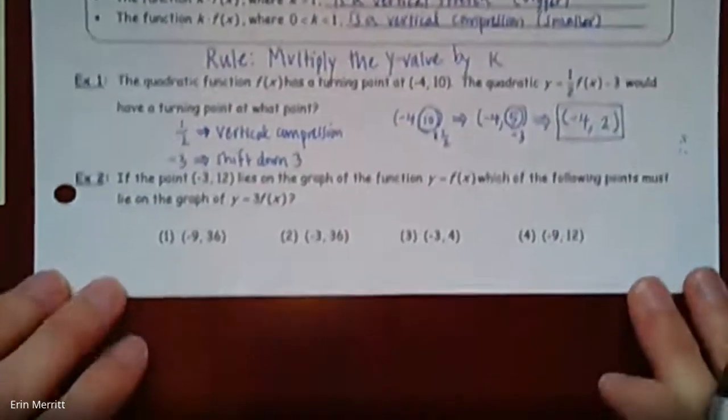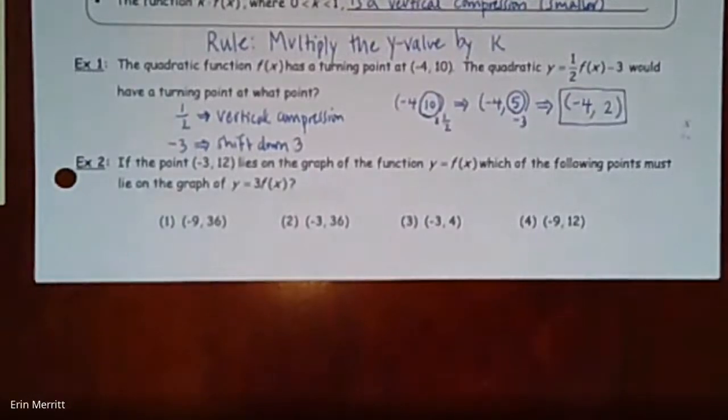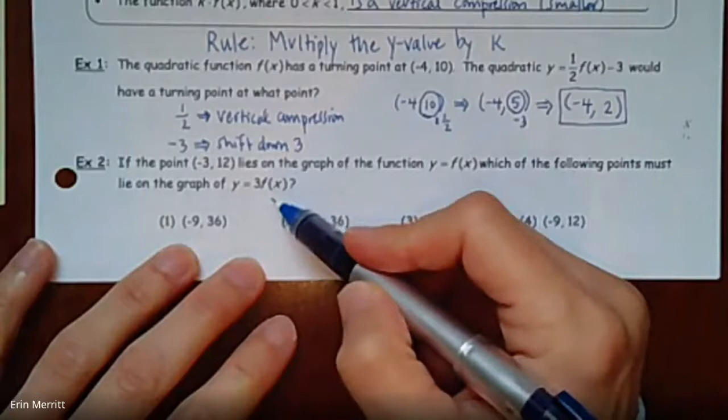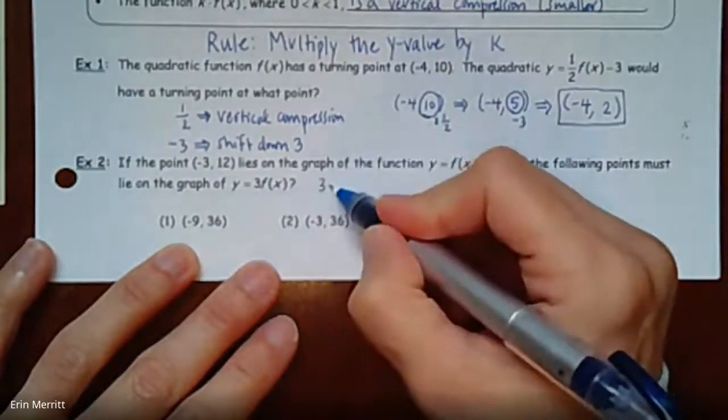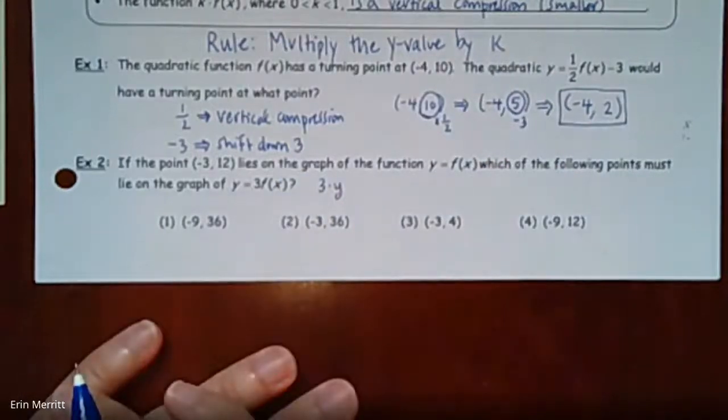All right, same type of thing with this one. If the point (-3, 12) lies on some graph y equals f of x, which of the following points has to lie on the graph of 3 times f of x? Again, try to remind yourself, f of x is the same thing as saying y. So if it says 3 times f of x, it's literally saying do 3 times the y value.